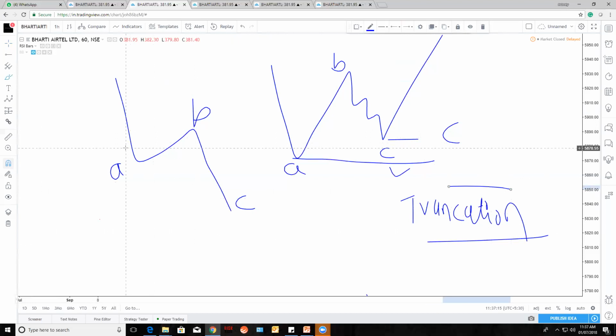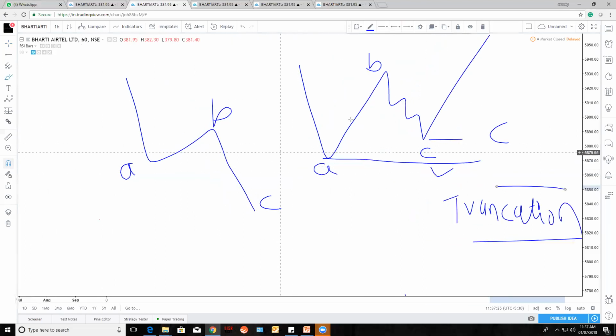Got it? And there are only 2 truncations, that is wave C truncation and wave 5 truncation. So a truncation is whenever a fifth wave fails to cross the third wave, or whenever a C wave fails to cross A. But internally they will satisfy all the rules for an impulse wave. Got it? So this is your truncation.